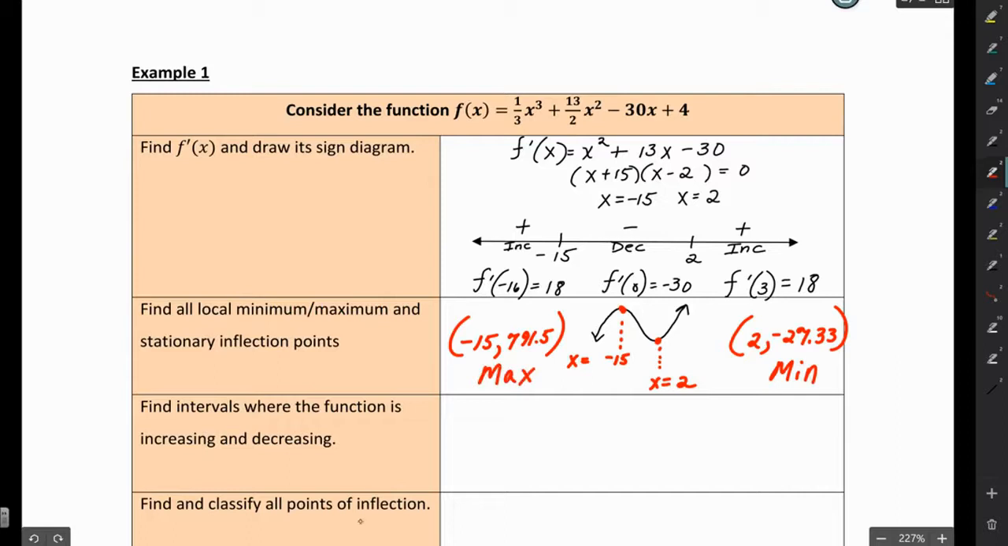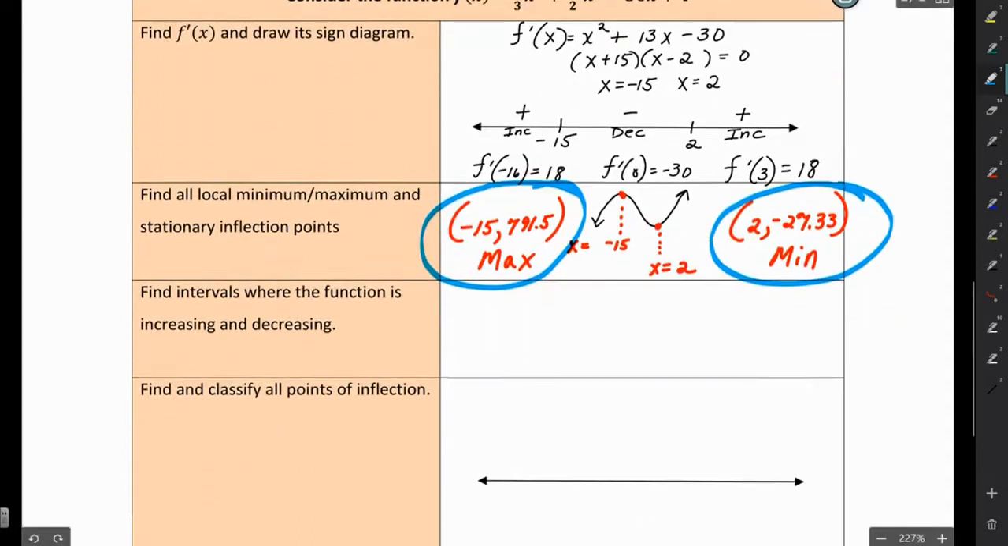And I'm just going to highlight them right now because we know that those are the values that we definitely are going to want to plot on our graph once we get to the last box. Find the intervals of increasing and decreasing. All right, this is easy now that we have our sign diagram all marked up.